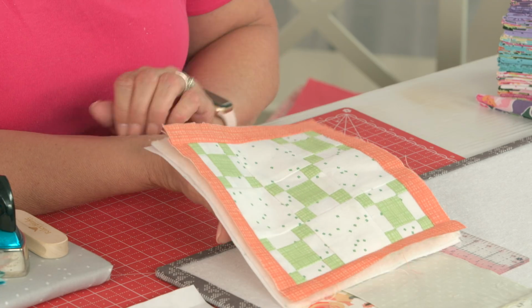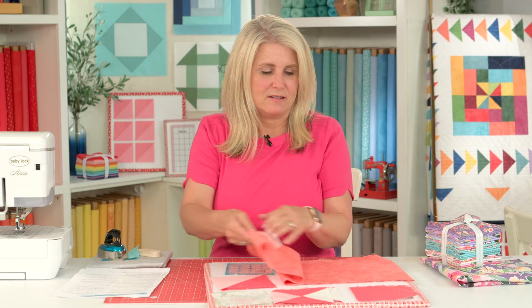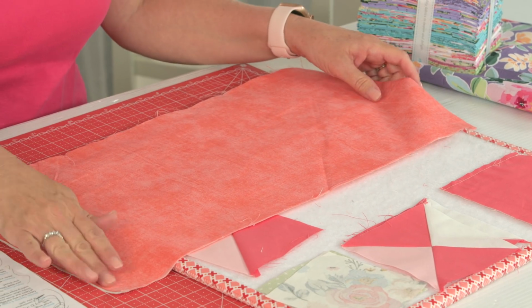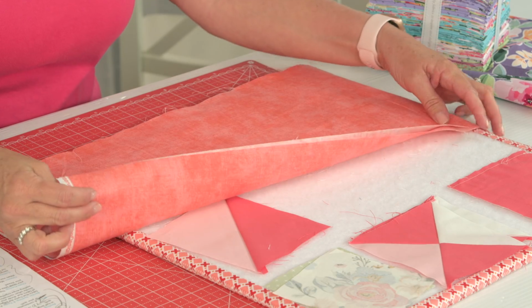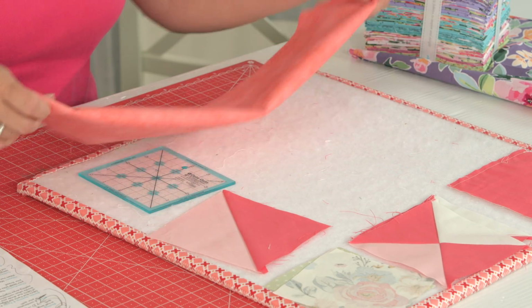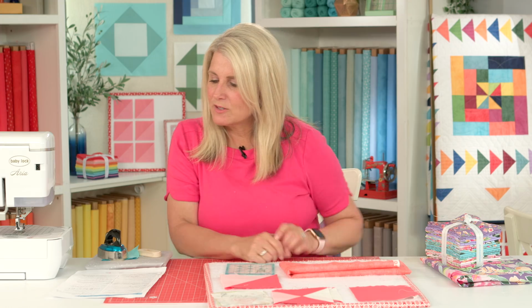Okay, let's talk about raw edge. I've got a long piece of fabric. We've got our selvage on this side, and this is our raw edge. It's the cut side of your fabric, or it's the raw edge of your quilt block. So that is raw edge.